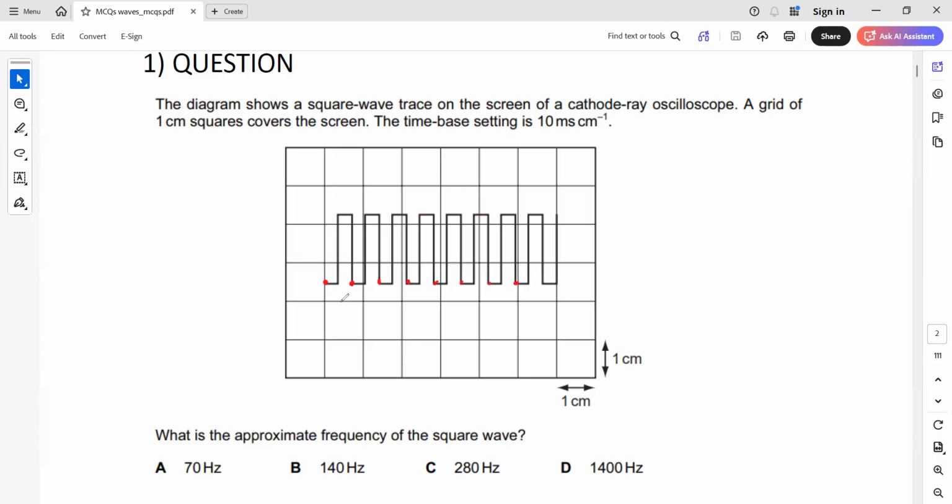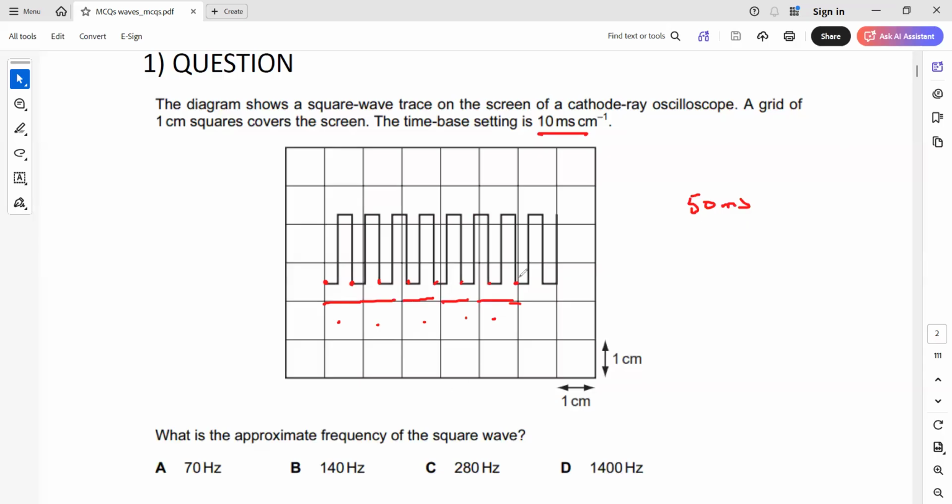Approximately. So how many boxes are there? One, two, three, four, five boxes are covering this, and the time base is 10 milliseconds. So each box represents an interval or duration of 10 milliseconds. This is 10, 20, 30, 40, and 50. So the total is 50 milliseconds.